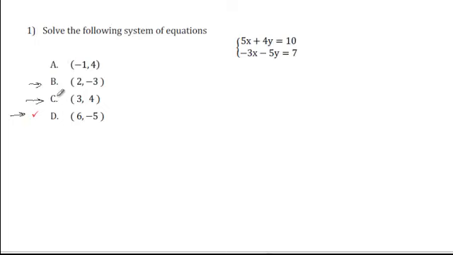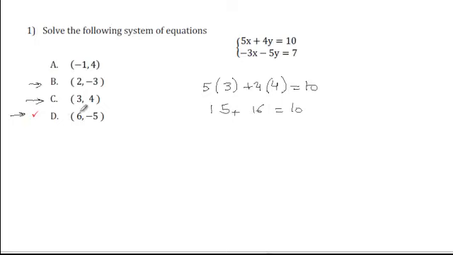So let's try by plugging in C in the system. So we have 3 and 4, so we plug 3 for x and 4 for y, and then we check. So let's say 5 times 3 plus 4 times y, which is 4, equal to 10. We check: 5 times 3, 15, plus 4 times 4, 16, equals 10. No need to continue because this is not equal. 15 and 16 is 31. So just skip it and go for the other choice.